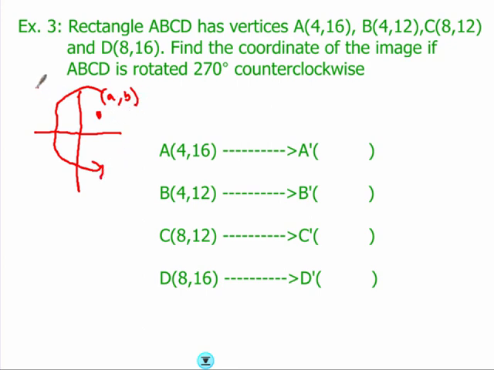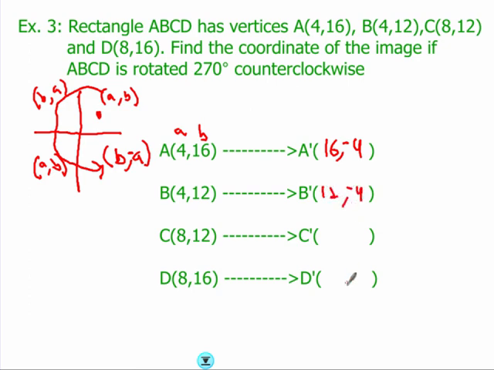Okay. If I move 90 degrees, the coordinates switch to BA. 180, they switch back to AB. 270, they switch back to BA. And in quadrant 4, the x is positive, the y is negative. So if I think of this as A and B, well, 4, 16, they're going to switch places. 16, 4, and I want this y value to be negative. Same thing, 12 and 4 switch places. Want the 4 to be negative.